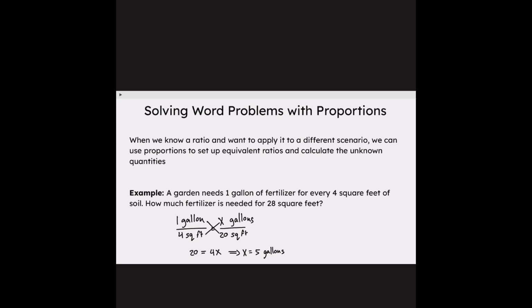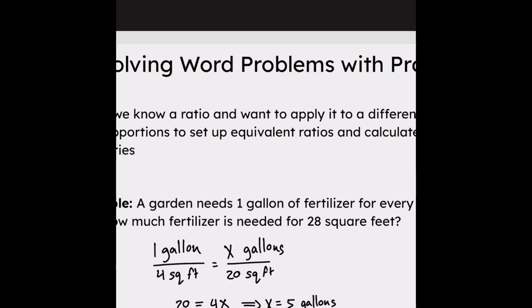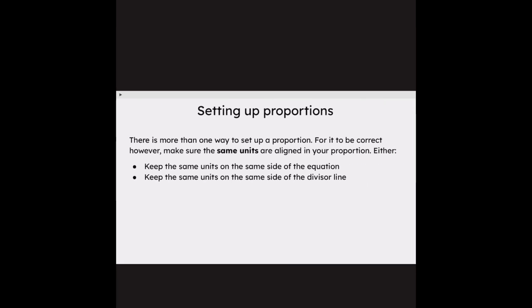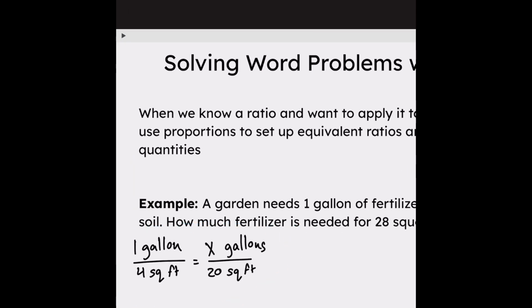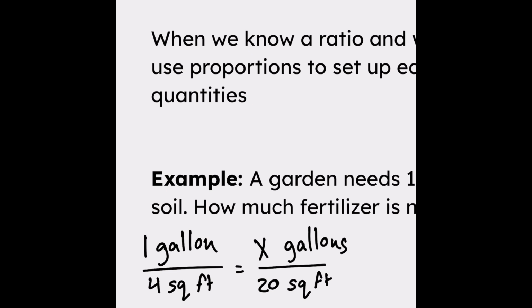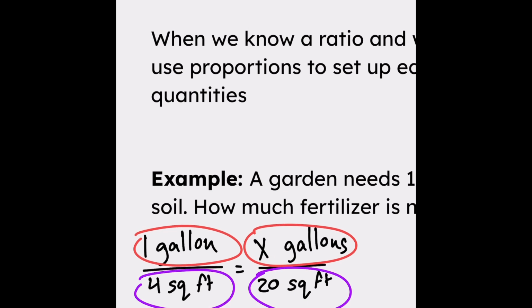So let's go back to this example for a second. Actually, let me not erase this. Let me keep this here. So remember, we said either keep the same units on the same side of the equation or the same side of the divisor line. So in this case, notice how we keep the number of gallons on the same side of the divisor line. Both of the gallons are on the numerator and both of the square feet units are on the denominator.